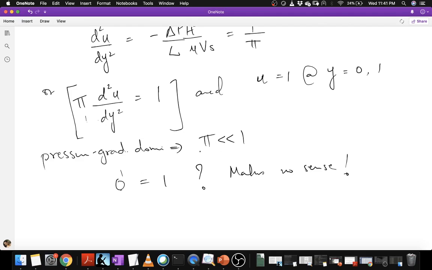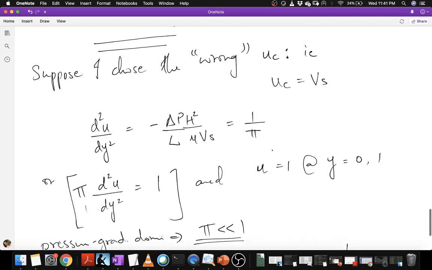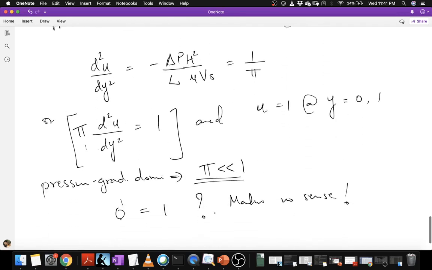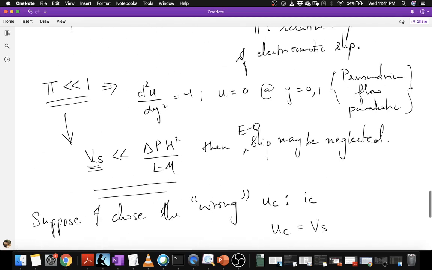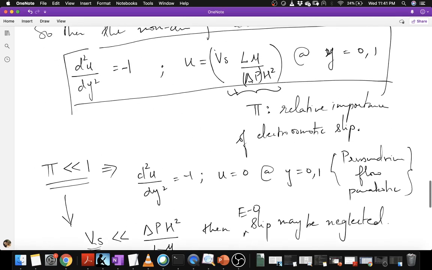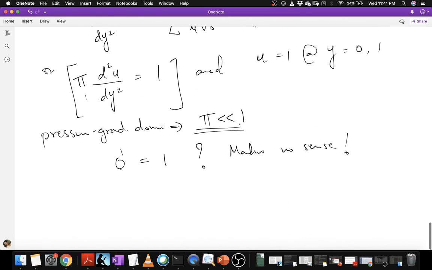The reason is that this condition, pi much less than 1, contradicts the physical statement we implicitly made when we made UC equal to Vs. Because here we said the velocity is determined by electro-osmotic flow. Whereas here when we came, we said, hey look, pi is small, which is saying that the pressure gradient is dominating the flow. Yes, remember, pi is 1 over the pressure gradient. So this makes no sense.